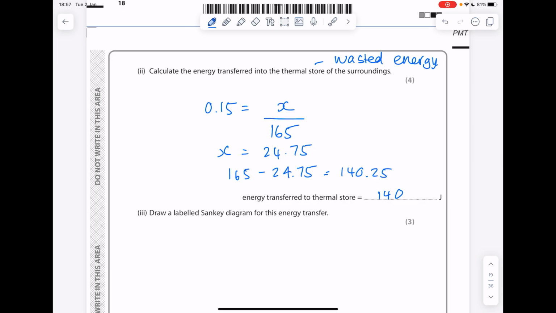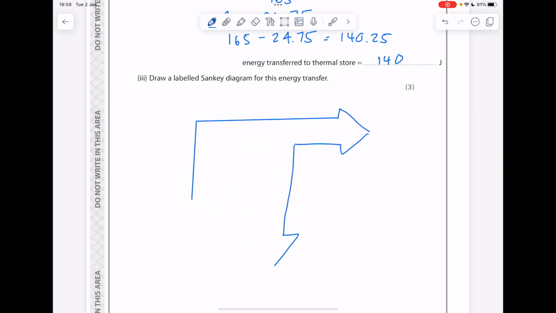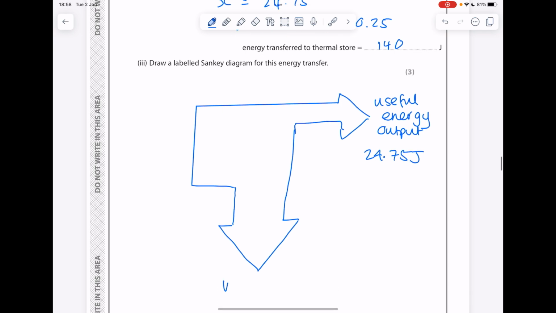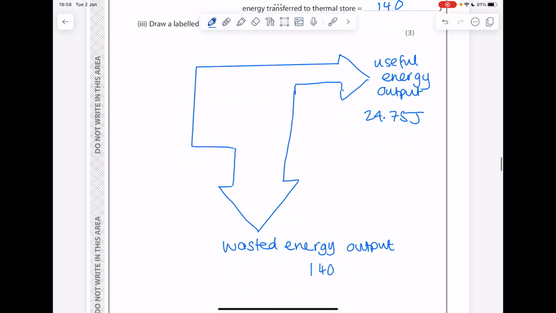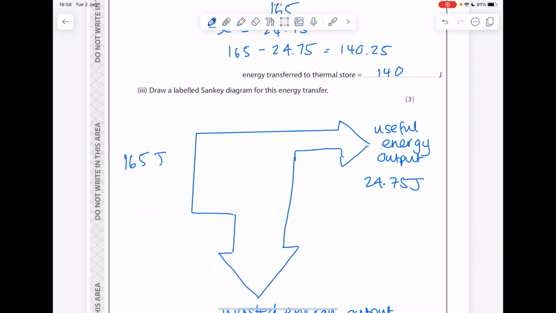Draw a labelled Sankey diagram for this energy transfer. So yeah, we've only got 24.75 useful energy. Tons of wasted energy, so make sure that arrow is wider. So let's label it. So this is useful energy output, which remember was 24.75 joules. This is wasted energy output, which is 140 joules, there and thereabouts. And then that total energy input was 165 joules.